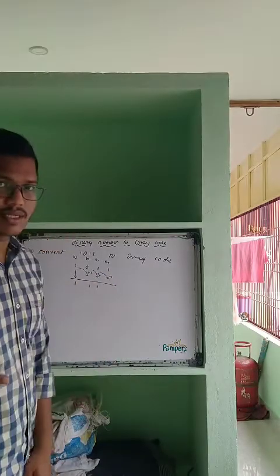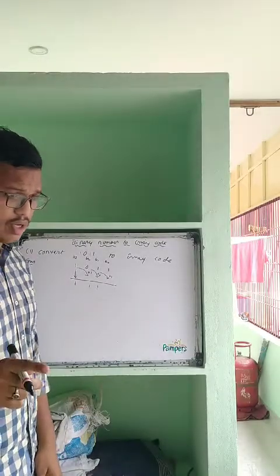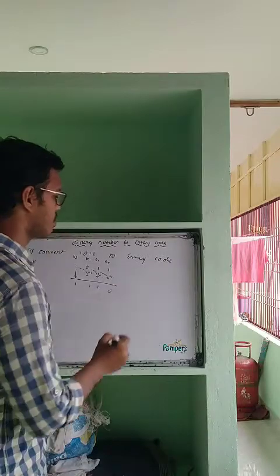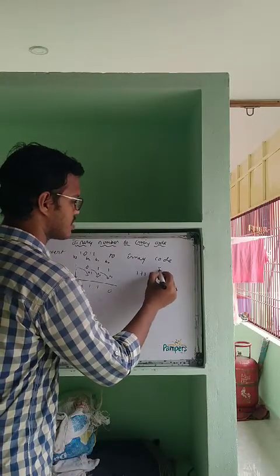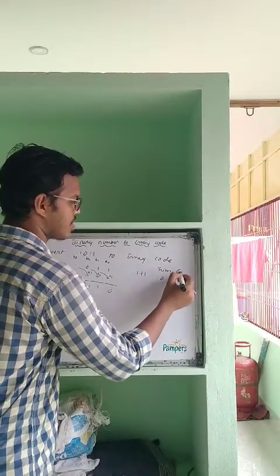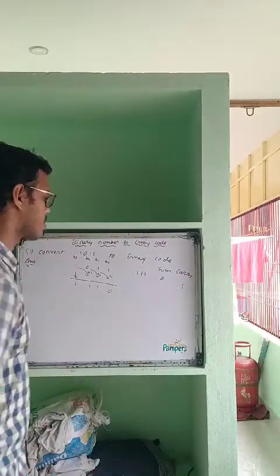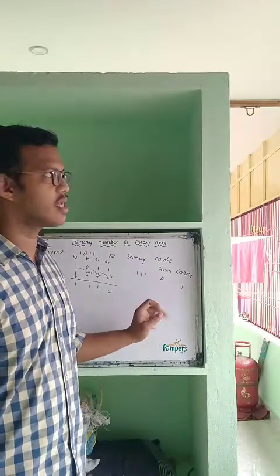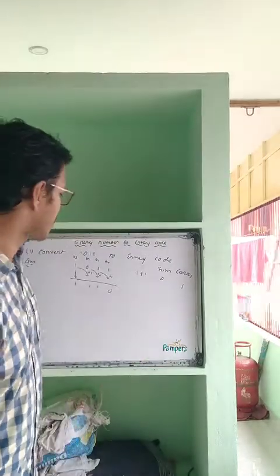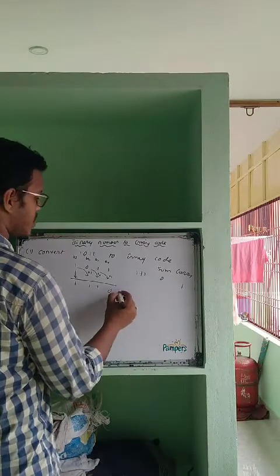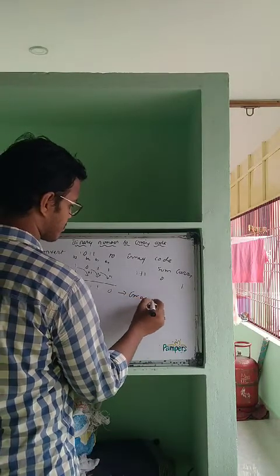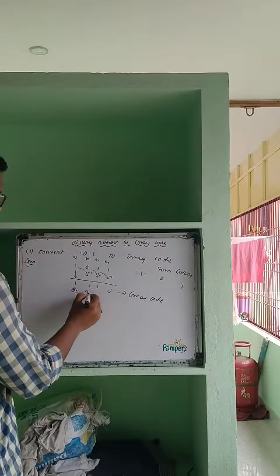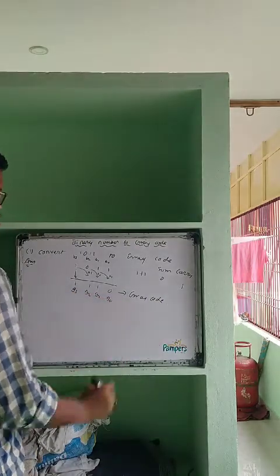1 plus 1 means the sum is 0, carry is 1. 1 plus 1 is sum 0, carry 1. So neglect the carry, take the MSB, and take these sums. This is your gray code. Name it as G3, G2, G1, G0.